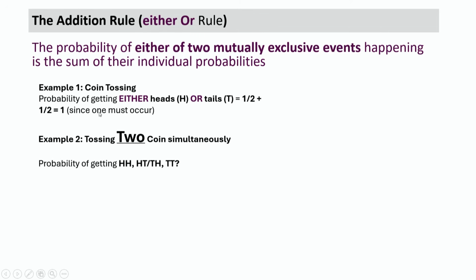So, if we take another example and make the example a little more complicated and say that let's toss 2 coins simultaneously. So, now you're not having 1 coin, you are having 2 coins, and we ask you the question, what is the probability of getting 2 heads or head tail, tail head, or 2 tails in these 2 coins?